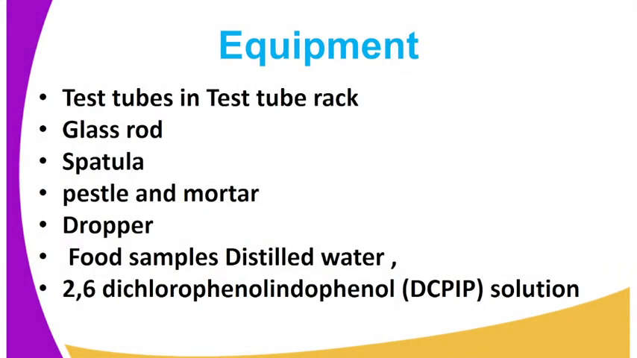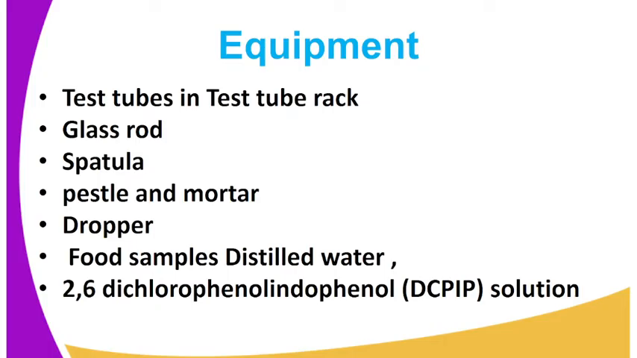So the requirements, these are the things that you require to test for vitamin C. Number 1, we have test tubes for putting our test samples. We have a glass rod, a spatula, and a pestle and mortar. For example, if your food substance needs to be ground, you will require a pestle and mortar. We have the dropper, the food sample and distilled water, and finally we require the dichlorophenolindophenol, the DCPIP solution.